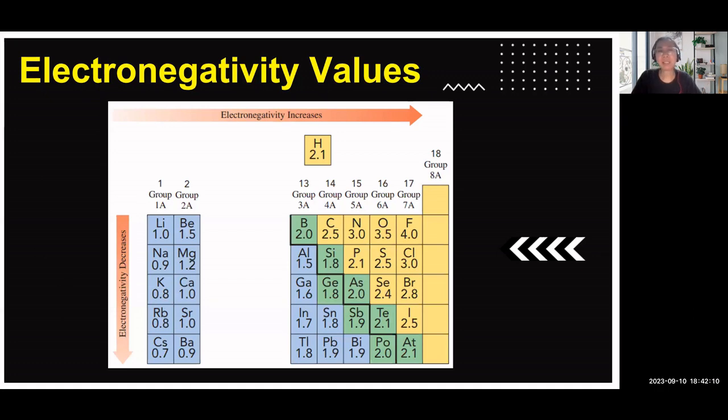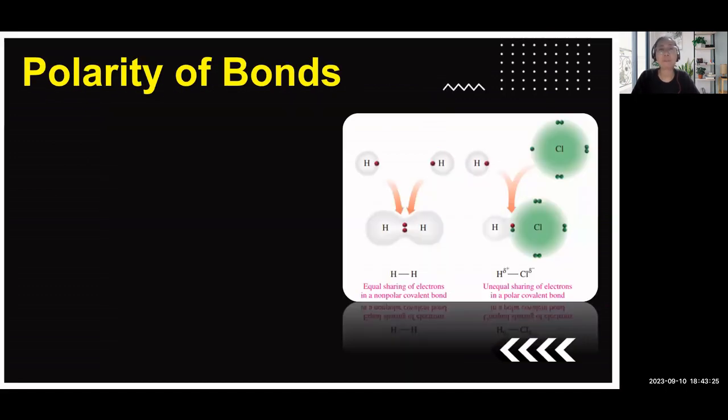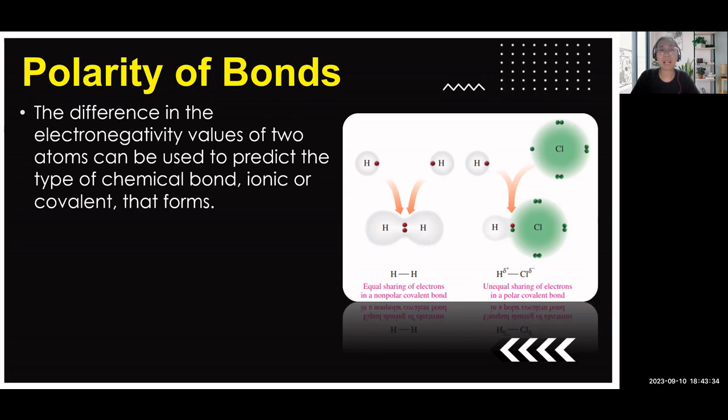Now, what I have here is a table. If you look at your periodic table, you will also see there the electronegativity values. Again, to review, electronegativity increases as we move from left to right, and it decreases as we move from top to bottom. Let's take note that these electronegativity values can be very useful for us to predict the type of bond that will form whenever you have two atoms reacting together to form a compound or a molecule. The difference in the electronegativity values of two atoms can be used to predict the type of chemical bond, whether ionic or covalent, that could possibly form.